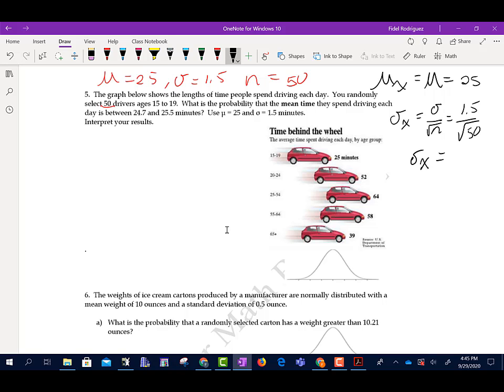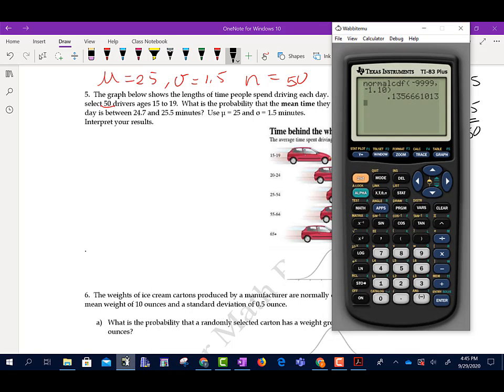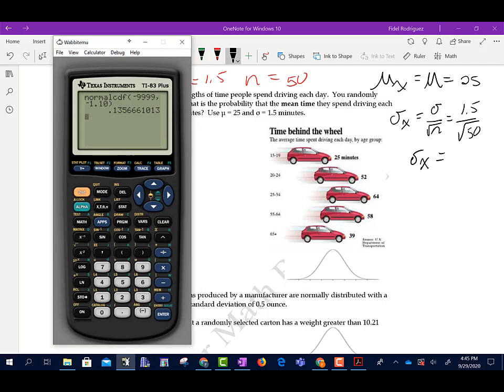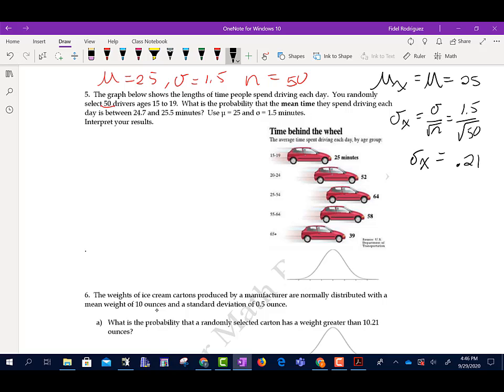So my sigma x is going to be equal to, I'm going to grab my calculator here, let's clear it out. 1.5 divided by second square root of 50, close it off, and I'm coming up with, if I go just to 2 decimal points, 0.21, right? 0.21. Okay.